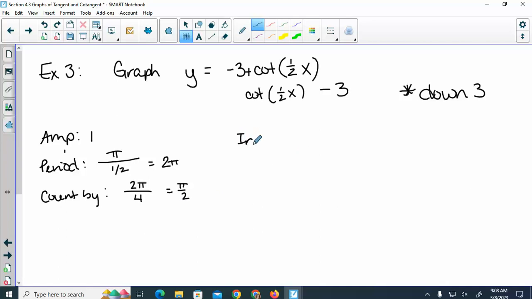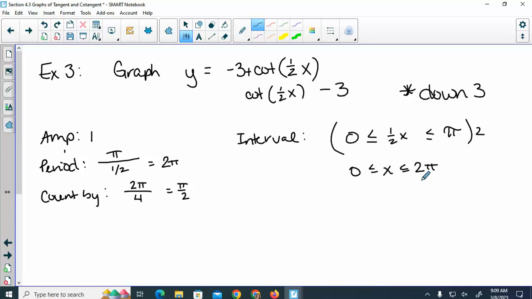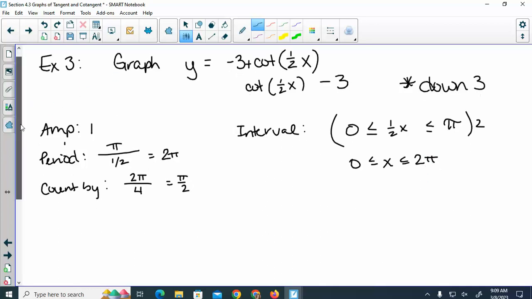Interval. This time it's a cotangent. Where does cotangent start and stop? 0. Okay, and in the middle we have our 1/2 x. So to get x by itself, we could take everything times 2. So this one's going to go from 0 to 2 pi. All right.